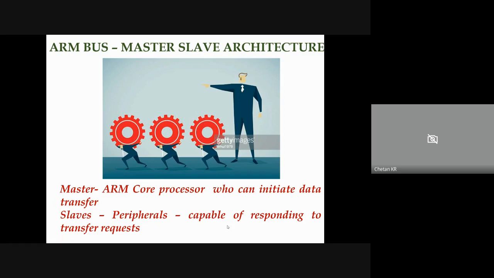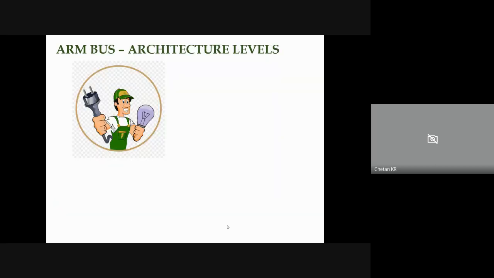It will tell you transfer from there to there. These slaves have to respond and do it. That's all. Only instructions are given by master. Exactly, it is followed by slaves without any question, without any delay, without any failure. They have to do it. That's all. So such a simple architecture is followed by ARM bus, which is master slave, where our ARM processor is the master and peripherals are the slaves.